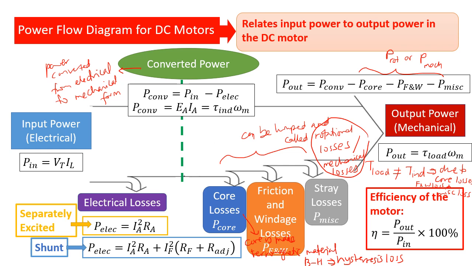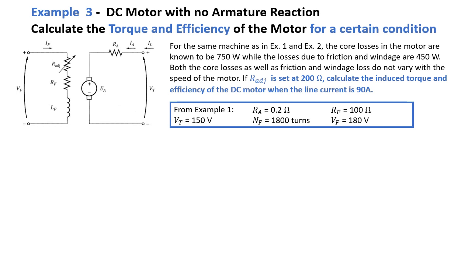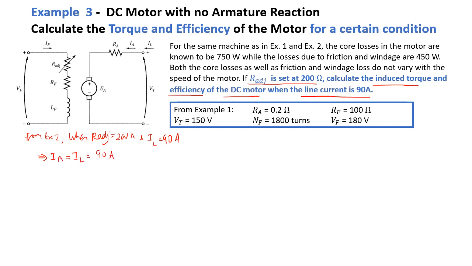So now let's get back to our example. We're going to calculate, when R adjustable is 200 ohms, the induced torque and the efficiency of the DC motor when the line current is 90 amperes. From example 2, when R adjustable is 200 ohms and IL is 90 amperes, we found that IA will equal IL, which is 90 amperes. Again, this is separately excited, so that's why it's the same.